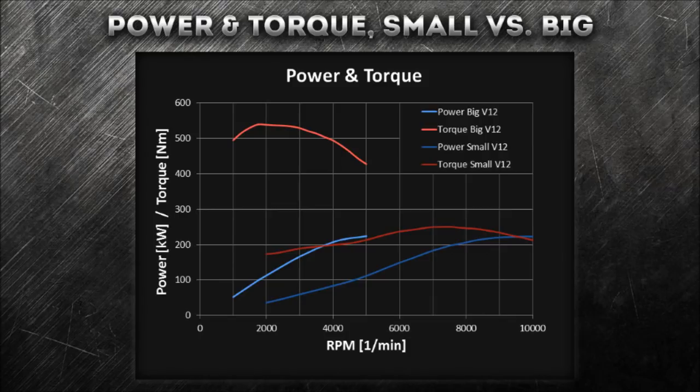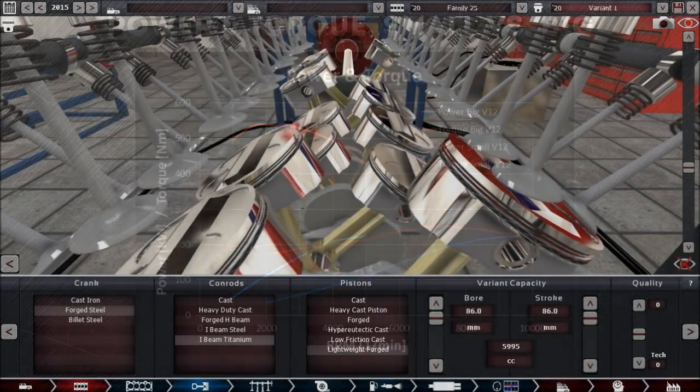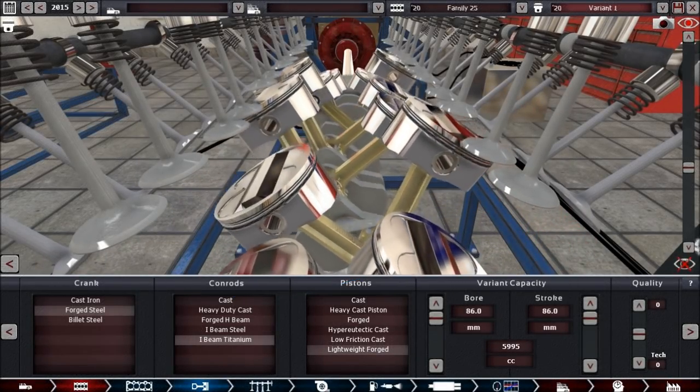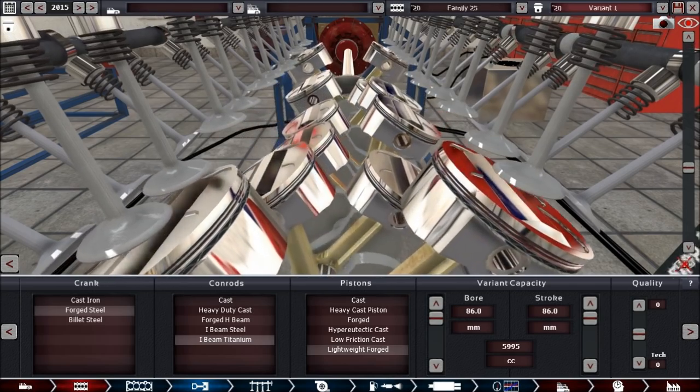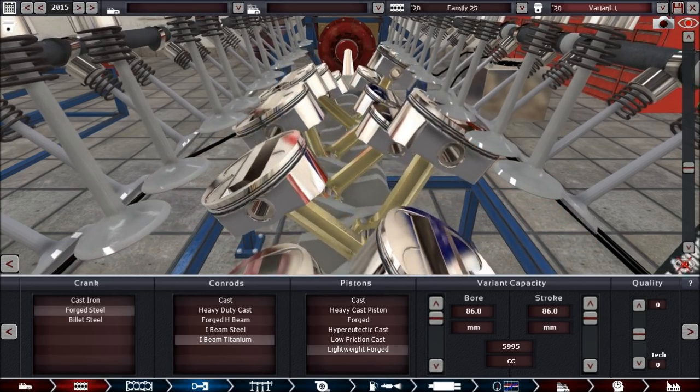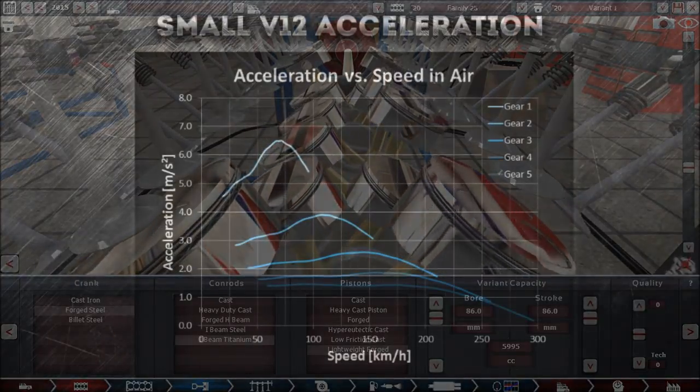In this video we've already learned that power is what matters for acceleration, and the energy produced per combustion cycle, or torque, describes how that power is delivered. In order to compare the engines, we put them into the same 1.5 ton or 3,300 pound heavy car, and for now disregard the weight difference between the engines.